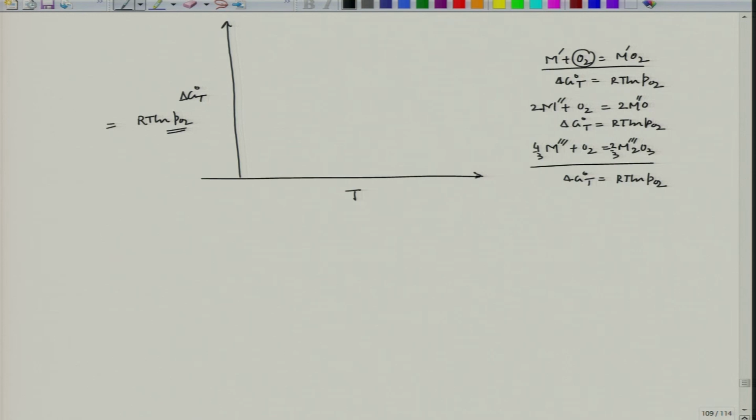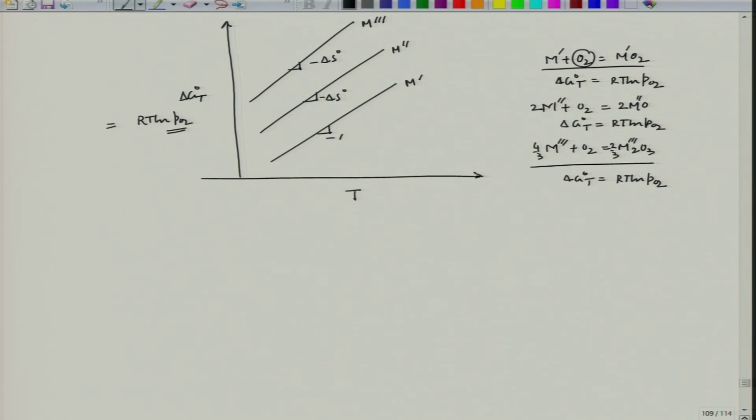So, now if I try to plot del G 0 T with temperature for all three cases, I will get a plot like this. I am just drawing an arbitrary plot. Okay. And interestingly, if this is for M prime, this is for M double prime, this is for M triple prime, I could see that they are almost parallel to each other. So, that means they have some slope which is nothing but minus del S 0, that is the slope for every case. Here also minus del S 0, here also minus del S 0.